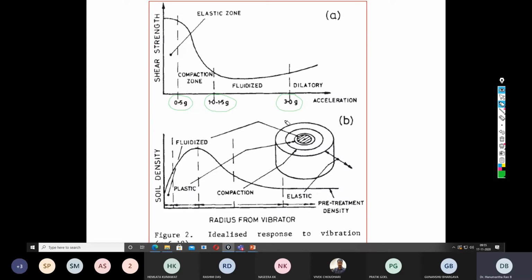The same thing is happening here. So the decrease in the acceleration indicates the decrease in the propagation of lateral energy up to that particular zone. Now depending upon the amount of energy, the soil particles may be in a fluidized state, or in the compaction state, or in the elastic state. In the elastic state, no compaction is happening. In the compaction zone, the soil is getting densified. In the fluidized zone, the particles are simply floating within the water.